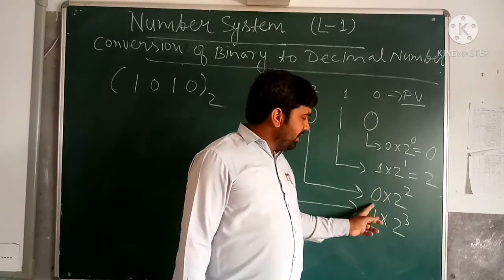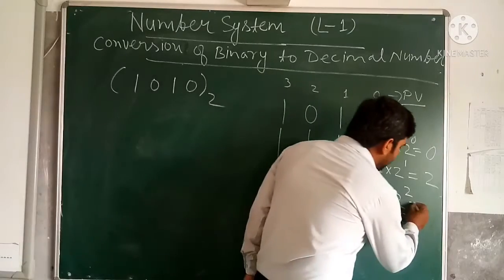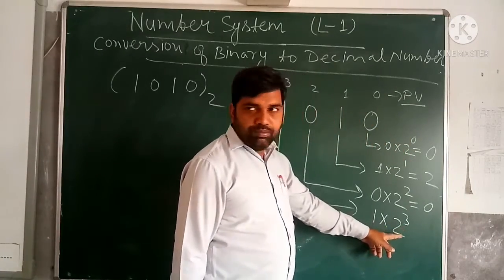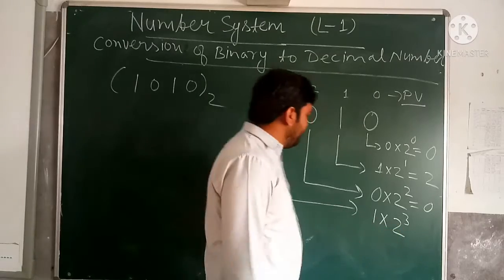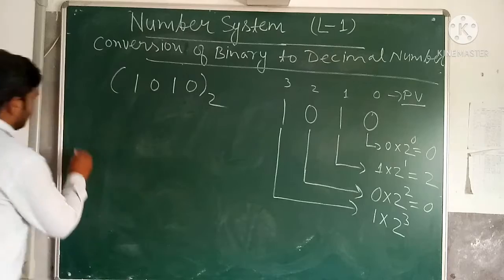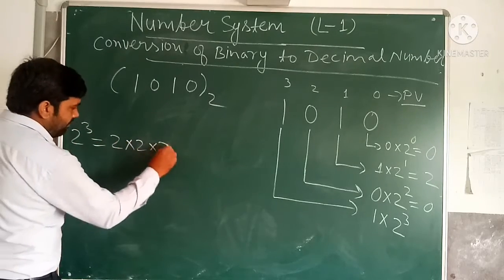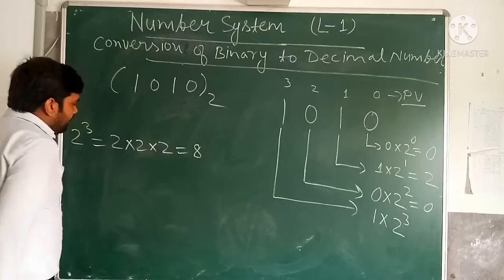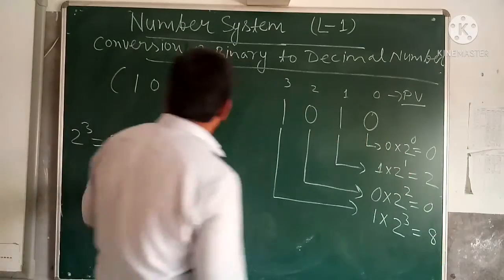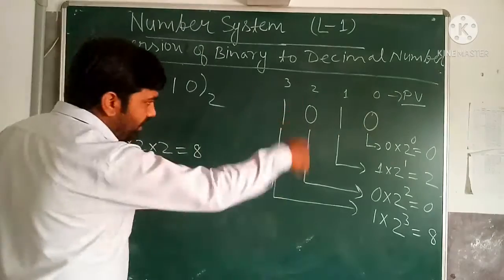Now 0 multiplied by 2 to the power 2 is again 0, because any number multiplied by 0 gives 0. Here the value of 2 to the power 3 is 8. 2 to the power 3 means multiply 2 by itself 3 times, then you get 8. So here you get 1 into 8, that is 8. Now you have to add all these values.